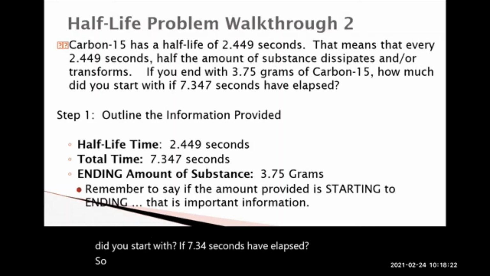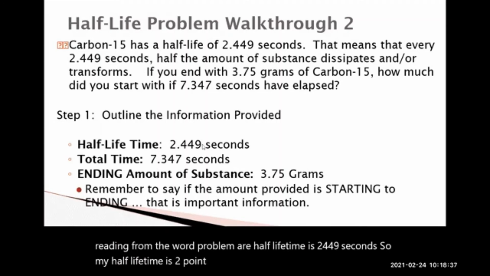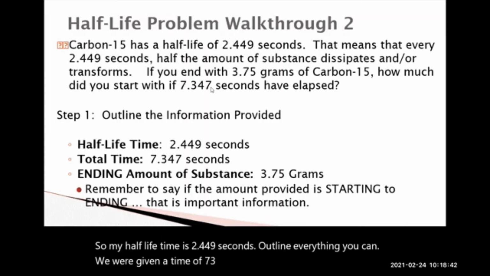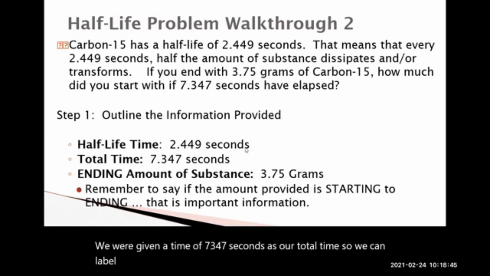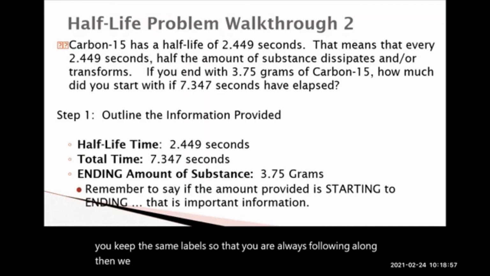So step 1 will always be to outline the information provided. Reading from the word problem, our half-life time is 2.449 seconds. Outline everything you can. We were given a time of 7.347 seconds as our total time, so we can label that. It's always good if you label your times together and keep the same labels so that you are always following along. Then we were provided an ending amount of the substance. That's 3.75 grams. That's my ending amount.